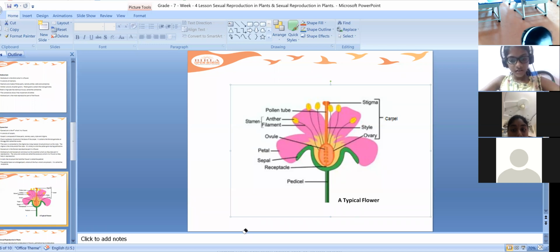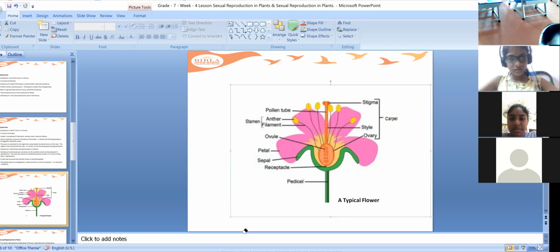What do the sepals and the petals do? They give color to the flower. If the flower is attractive, with beautiful color, then the insects get attracted. Then they carry the pollen grains from one flower to another. Then the process of pollination takes place, isn't it? If there is no base, no pedicel, how can the flower stick to the plant?